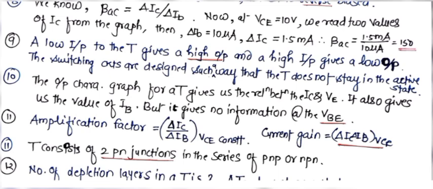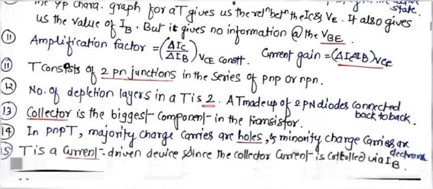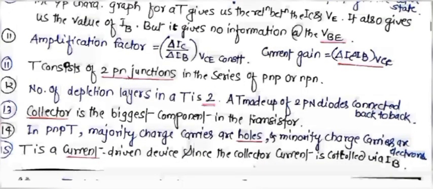Current amplification factor is the ratio of small change in collector current to the small change in base current, with collector emitter voltage constant. Current gain is IC by IB with constant voltage across CE.